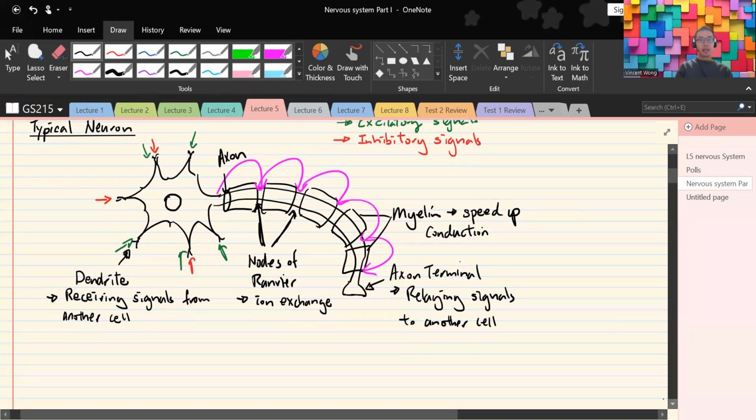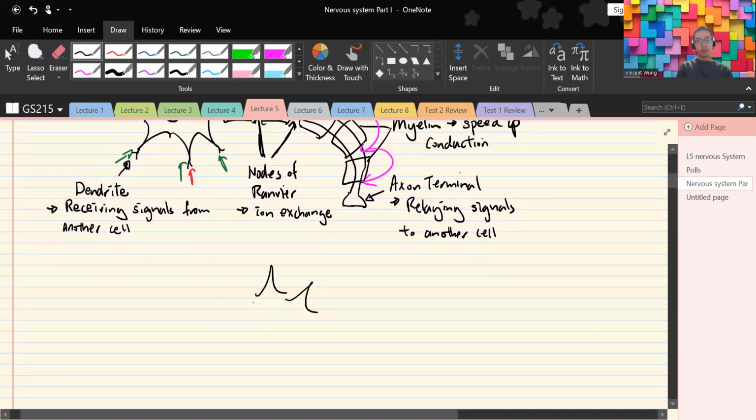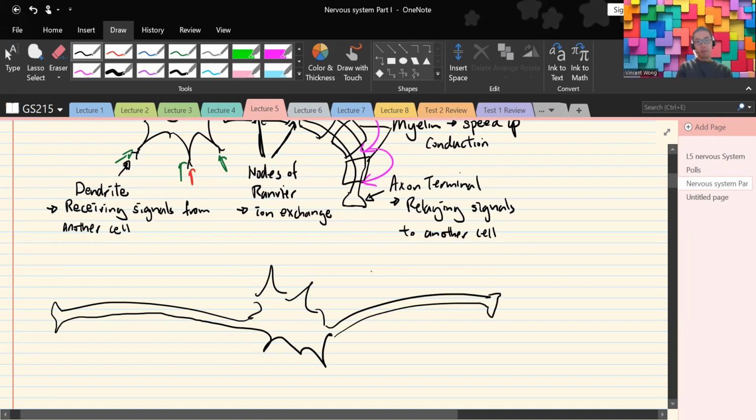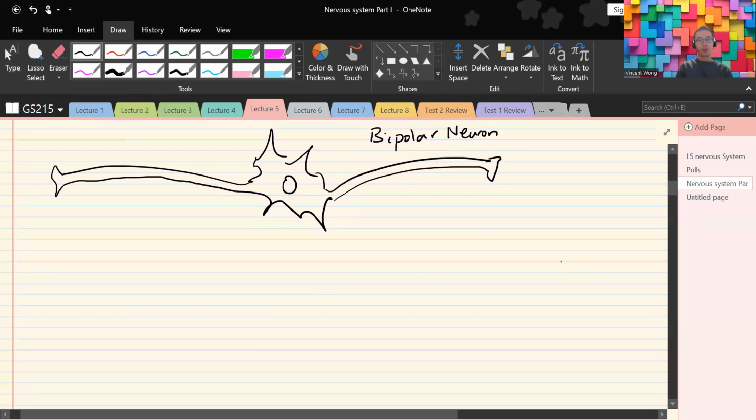All right. Now, not all neurons are going to look like this. Some neurons are what we call bipolar, and a bipolar neuron is going to have two axons instead of one. So cell body right here, and then it would have one end over here. It will receive a signal, and then the signal goes to the body, and then it goes to the other side. So there you have it, the structure of a neuron.